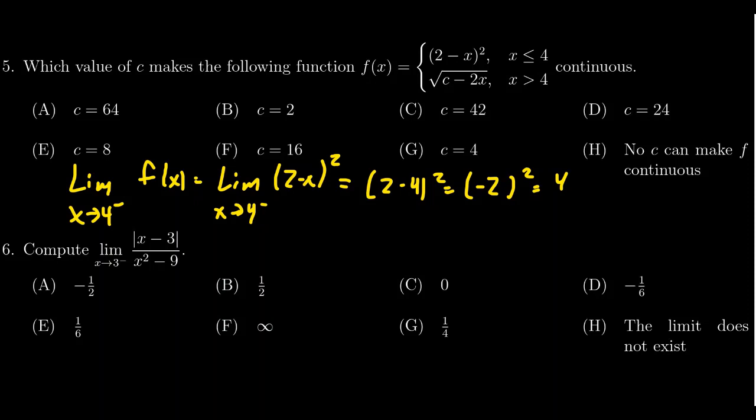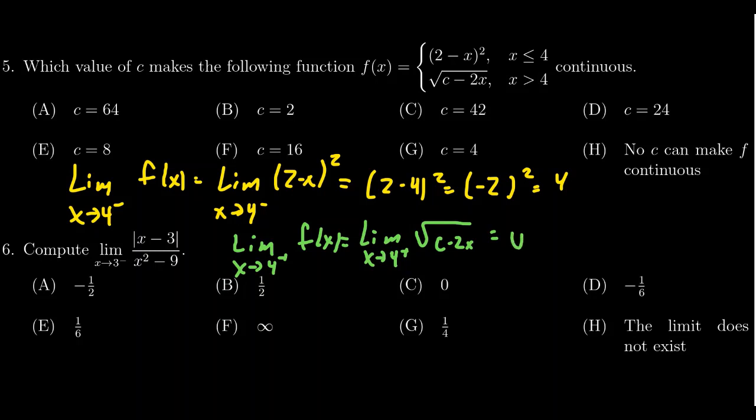We need to make sure that the right limit is also 4. As x approaches 4 from the right of f of x, well, this time we're going to get that as we approach 4 from the right, it's going to look like the square root function, like so. We get the square root of c minus 2x, for which, again, because this branch is continuous, we plug in 4 to get the evaluation. We get the square root of c minus 2 times 4. So we get the square root of c minus 8.